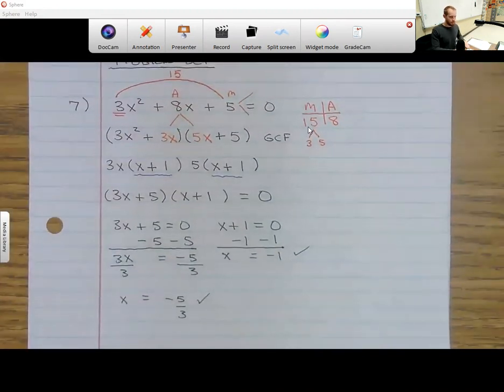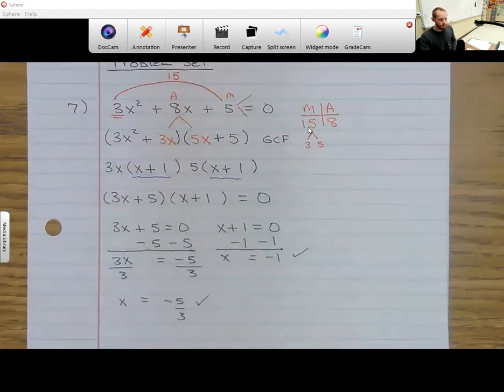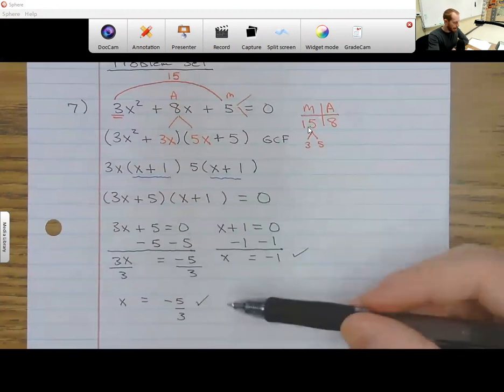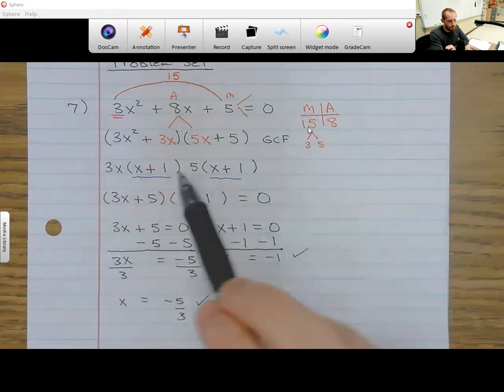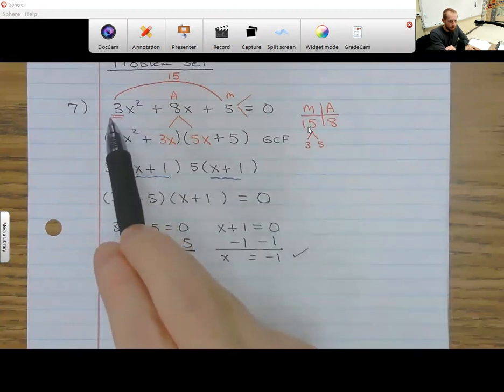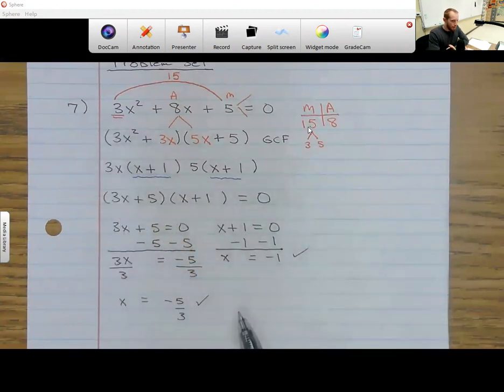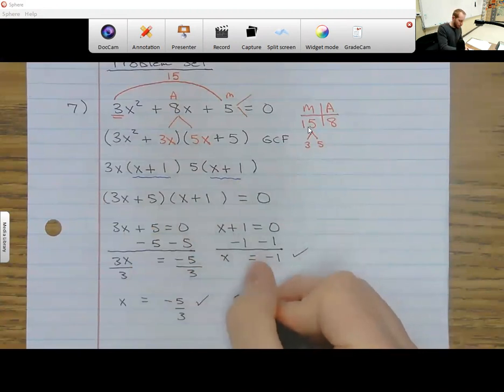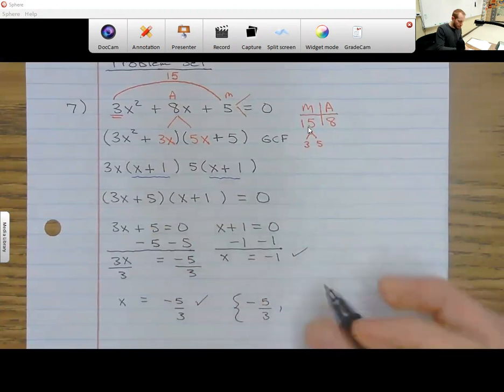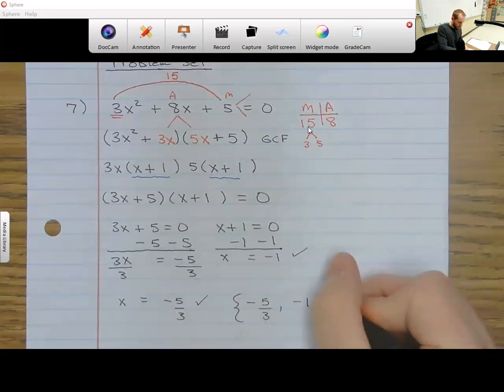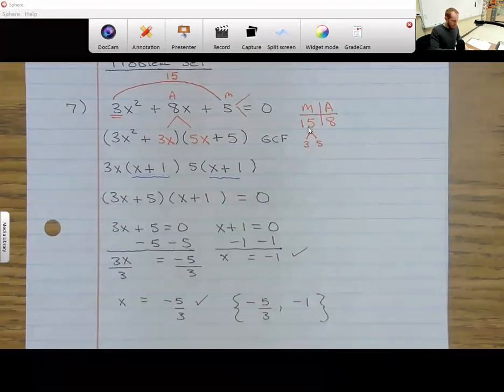I'll zoom out so you can see everything. Okay. Now the reason why I have a fraction for my answer is because of this leading coefficient right here. That's the only reason. But I know what my two numbers are going to be. So my solution set is going to be -5/3. And what was my other answer? -1. That's going to go right here. And I'm done.